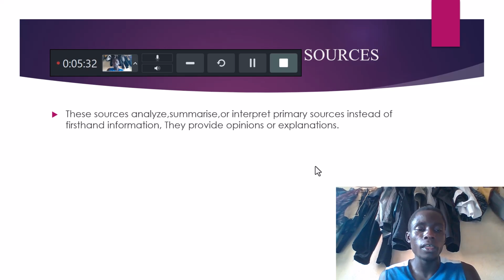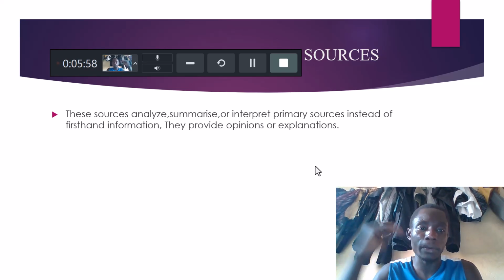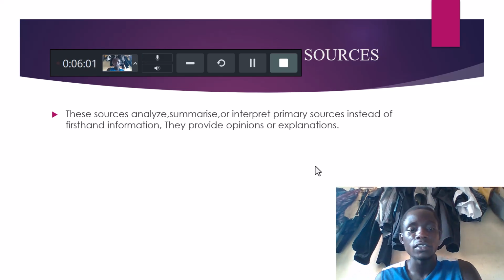Take for instance the diary that we talked about in the first information. If I come across that diary and analyze it very well, at times I can go ahead to make summaries about it or interpret it for easier understanding. My findings, or my summary, will now become the secondary source of information instead of the first one, which was the primary source. So you find that the advantage of this is that it provides opinions and explanations, because after I provide you with an opinion or an explanation, you can be able to get the right knowledge about something.